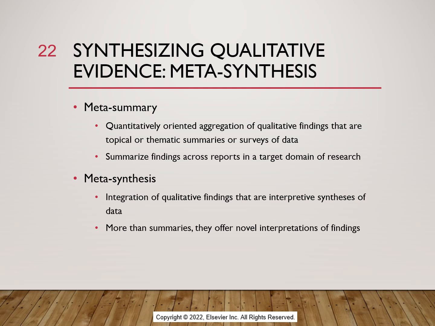These are some types of secondary research. As a reminder, secondary research is research by an individual or a group of individuals that did not perform the research themselves. What they're doing is going out, doing a literature search, finding a group of similar articles, and then aggregating them and providing thematic summaries. A meta summary is quantitatively oriented. A meta synthesis is qualitatively oriented.